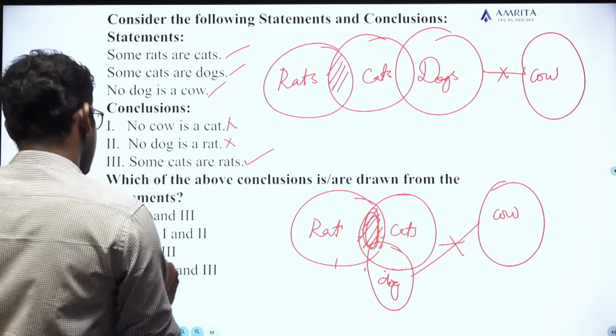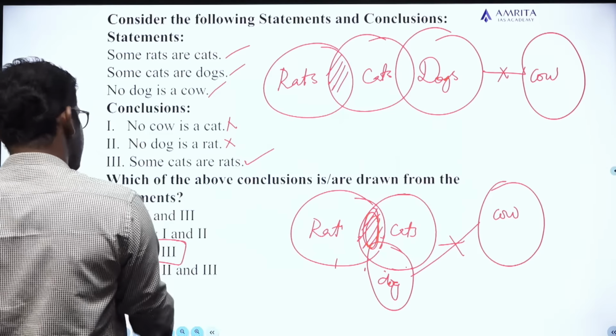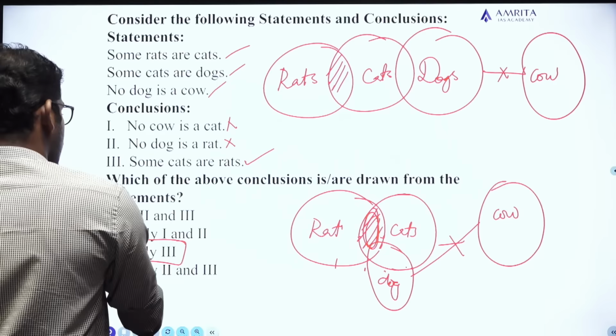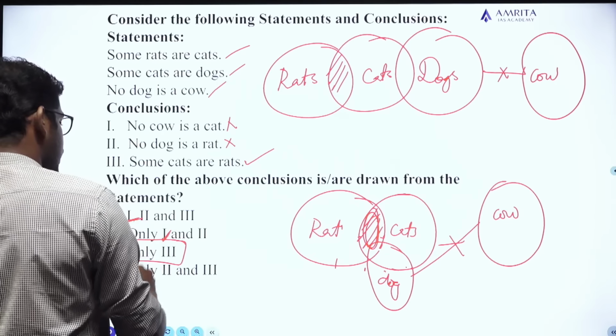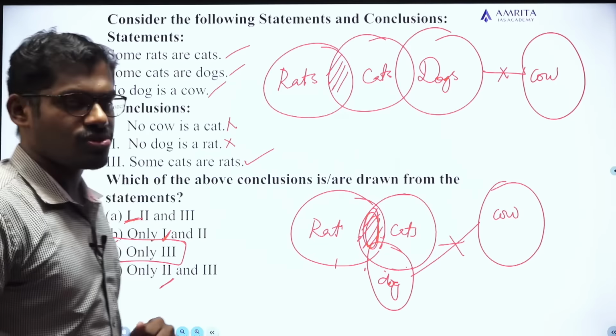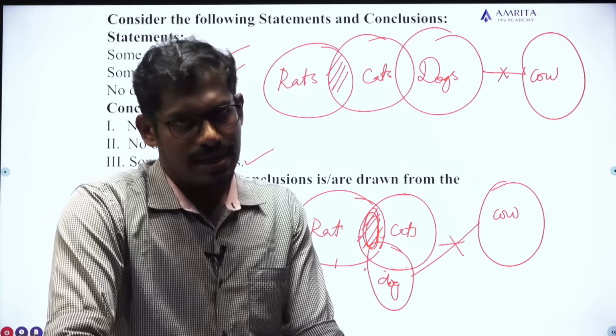So the answer for this question is option C, only 3. 1 and 2 don't follow. Here it contains 1, here also contains 1, it contains 2. So the answer for this question is option C, 3 only. Clear? Okay.